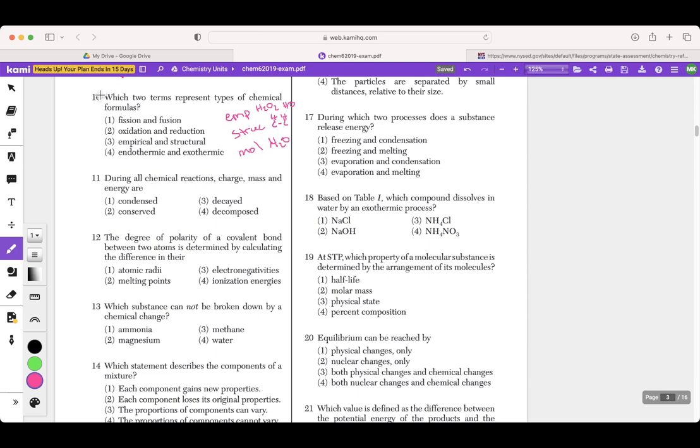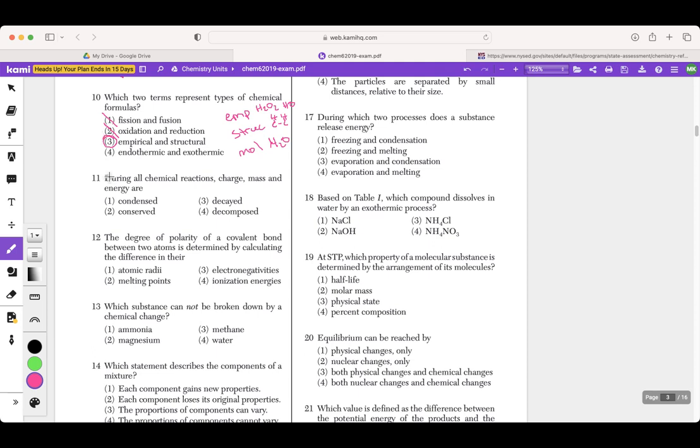So let's take a look at the options for 10. Fission and fusion are nuclear reactions. I'm going to cross that out. Oxidation and reduction, those are also types of reactions, redox reactions, so that's no. Empirical and structural, of course, we have these as options, so I'm going to choose that.